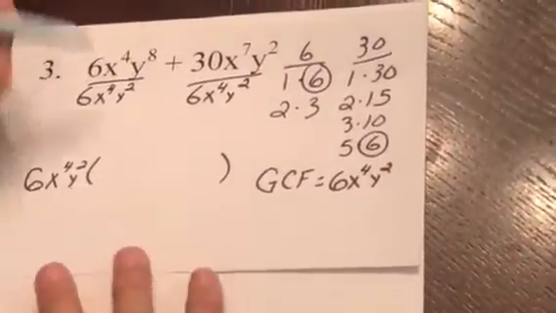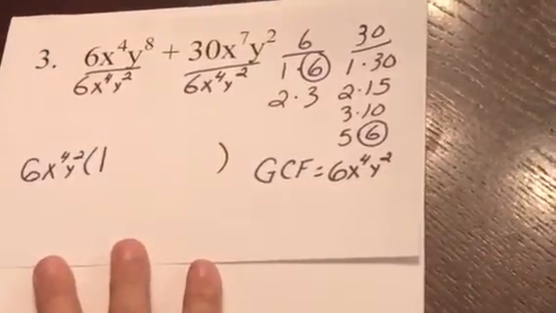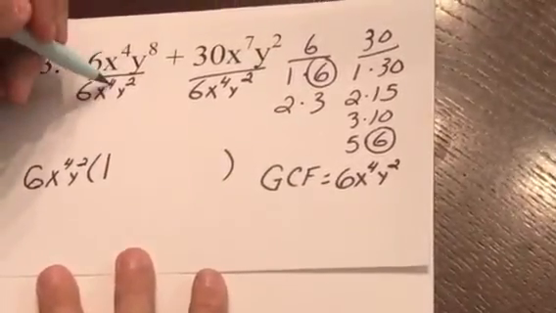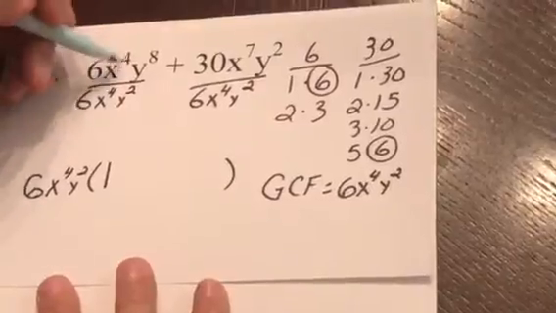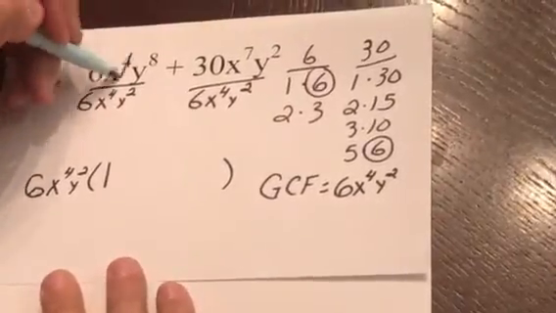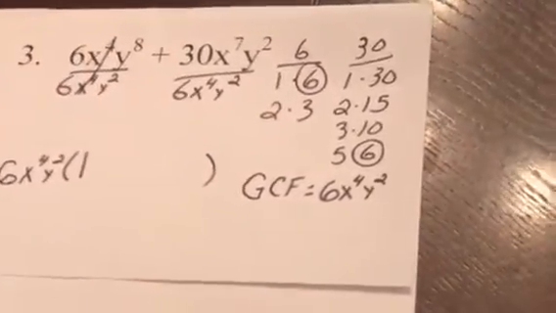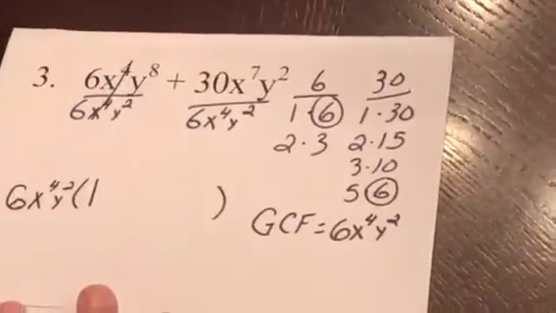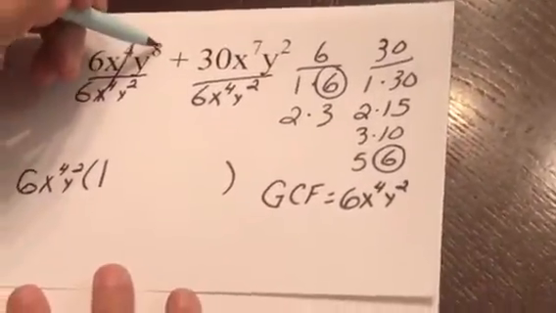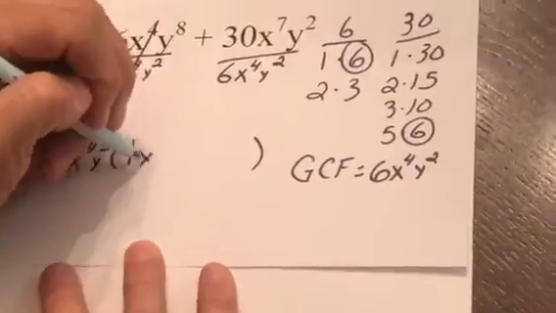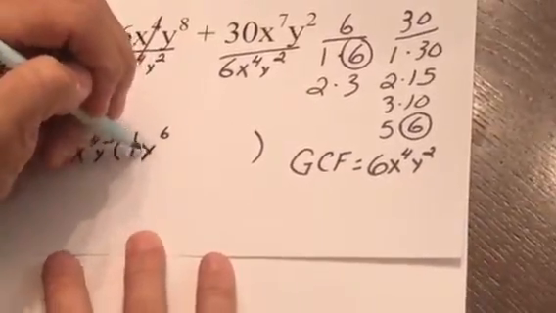6 divided by 6, 1. X to the 4 divided by x to the 4. 4 minus 4 is 0. The x's cancel completely out. Y to the 8 divided by y to the 2. 8 minus 2 is 6. So y to the 6.